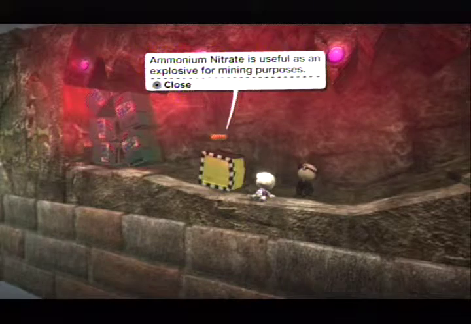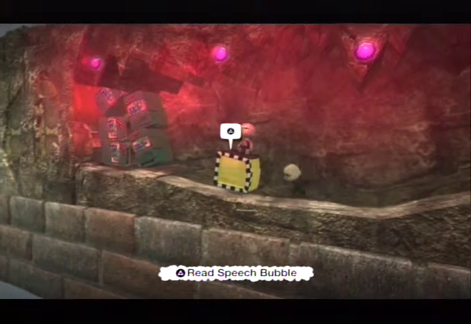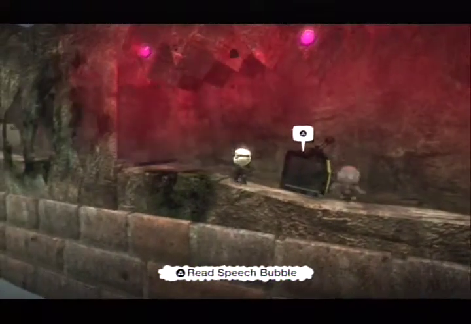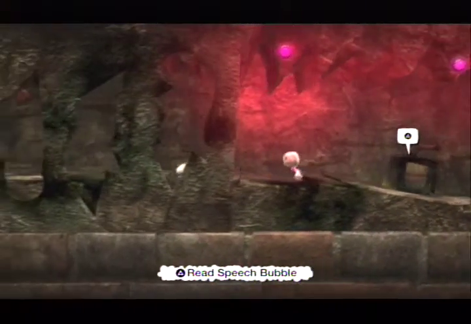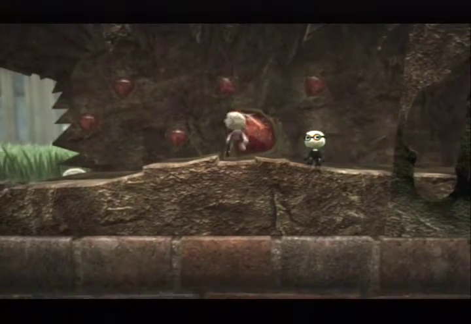So I think we're gonna get ready here to blow this up. Right now. There you go. That's a nice little explosion there. And so it's important that we. Oh, what's this? A giant ruby.